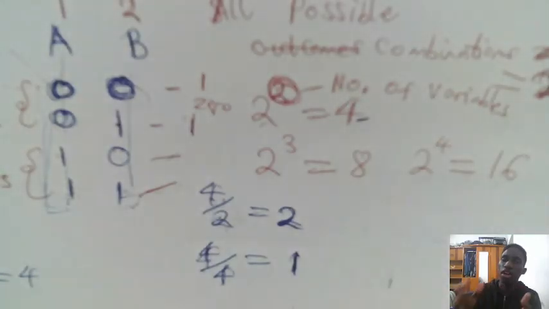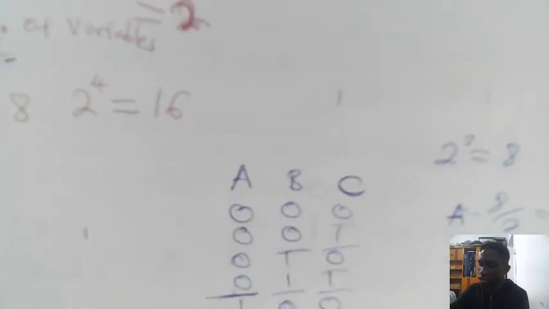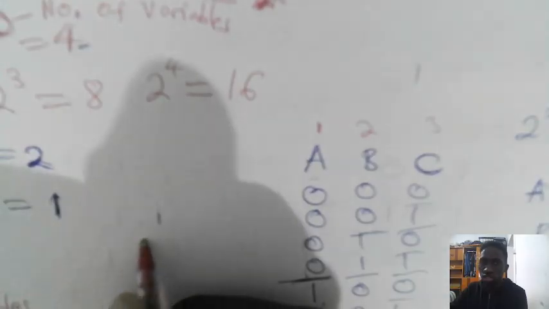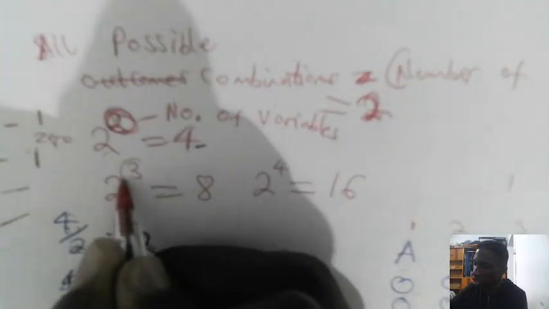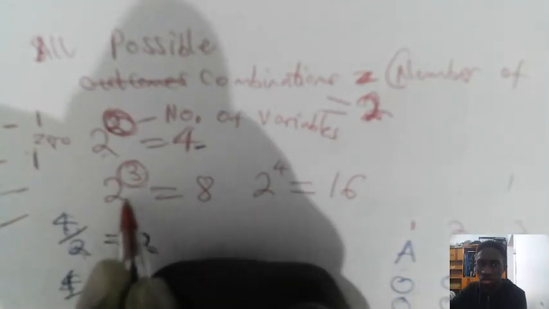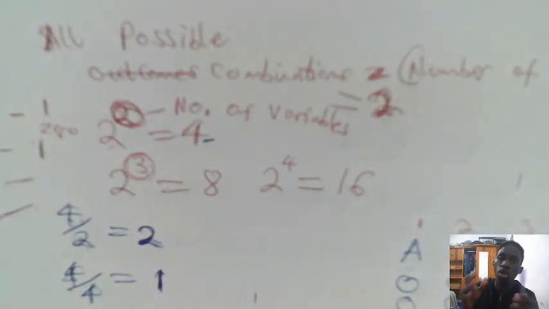Then if we had 3 variables, A, B, and C, how do we do it? The formula is 2 to the power 3, where 3 is the number of variables. 2 to the power 3 is equal to 8. So you've got 8 possible combinations. And how do we then get these combinations?